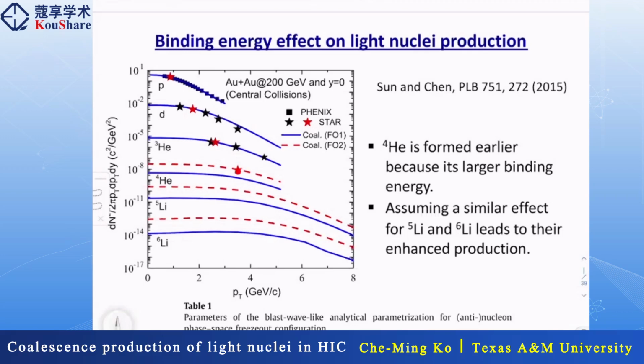And in order to explain the data, they claim maybe alpha particles are produced at an earlier time than triton or helium-3 or deuteron, because they have a larger binding energy. Therefore, they can be produced earlier than freeze-out. So they use that binding energy effect.